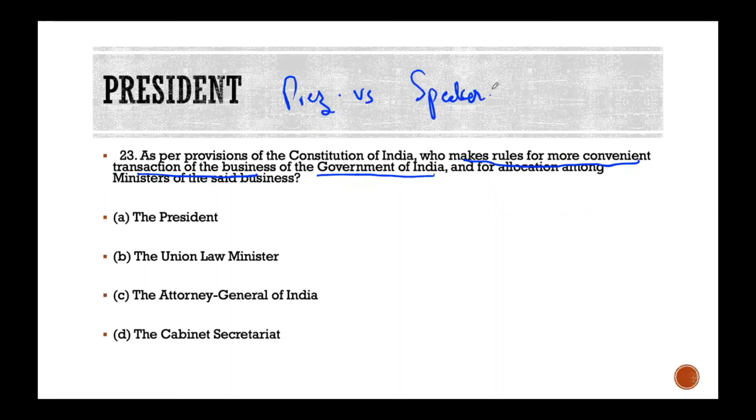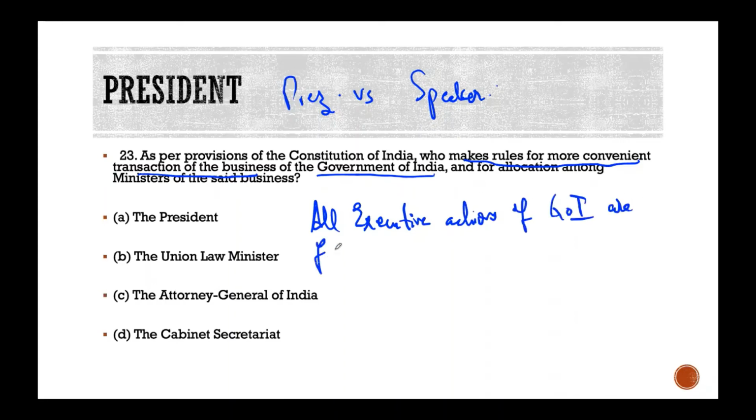So all the important transactions have been taken place in the name of the president. So will it be president? Okay, so basically you're saying executive actions of the government of India are formally taken in his name. That is what you're referring to, right? Yes, sir. Okay, so let's put: all executive actions of the GOI are formally taken in president's name. Okay, that is true.